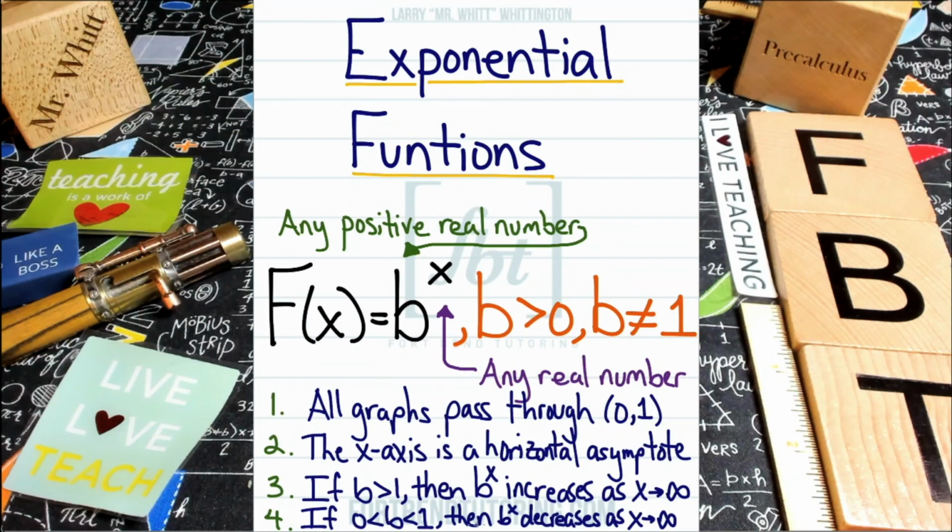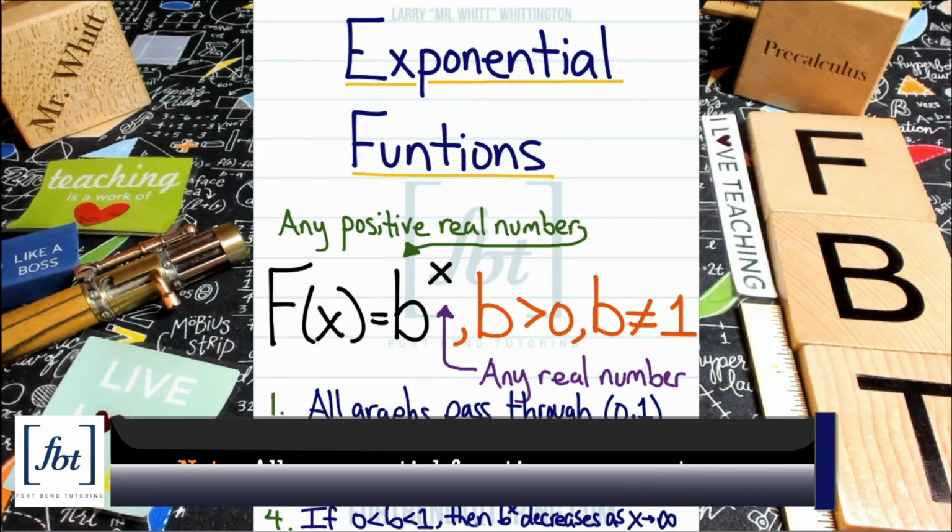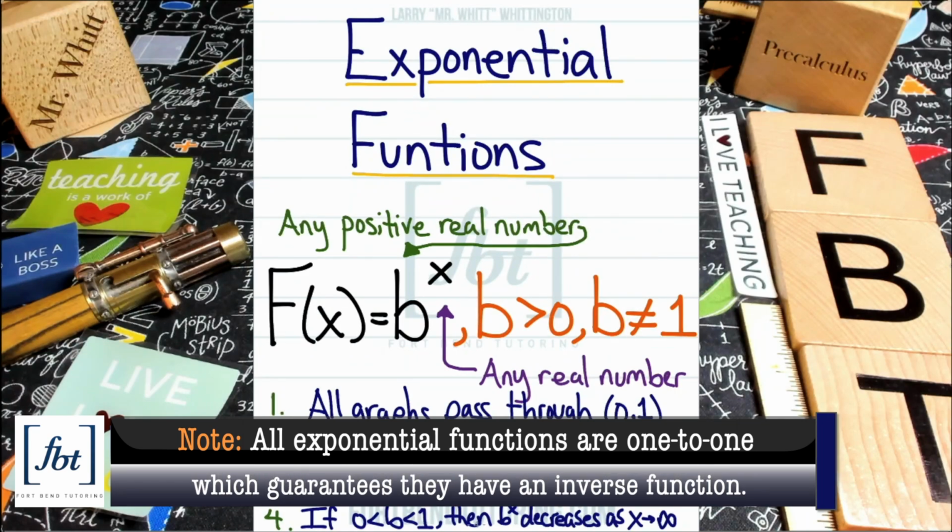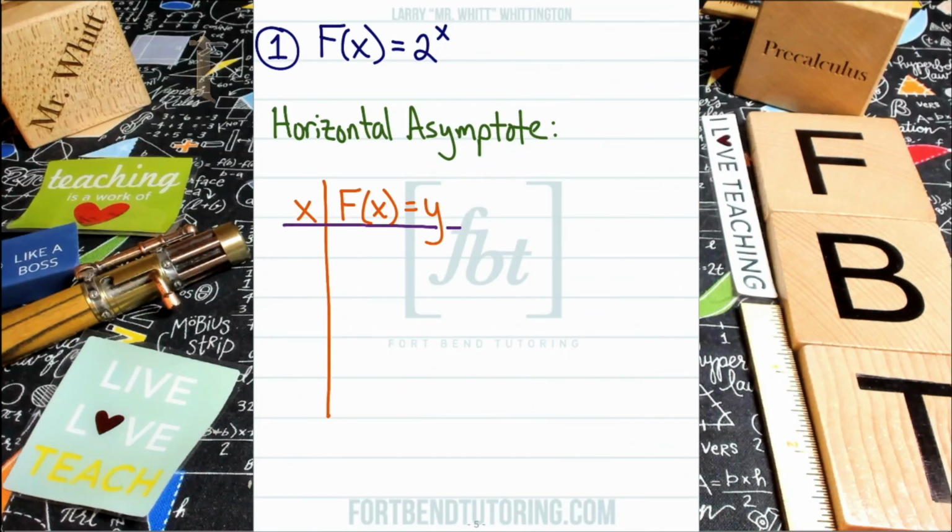Another thing you'll want to keep in mind is that every graph of an exponential function is going to be a one-to-one function. That's really important, so keep that last part in mind as we continue on and look at problem number 1.